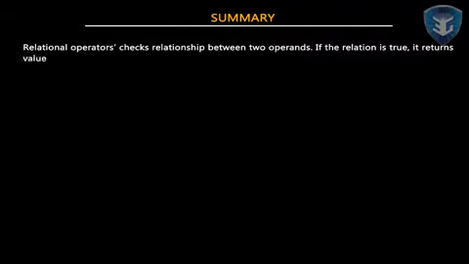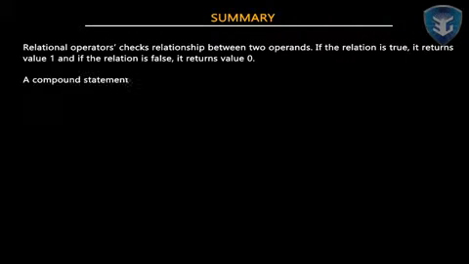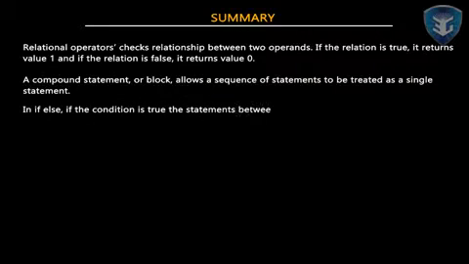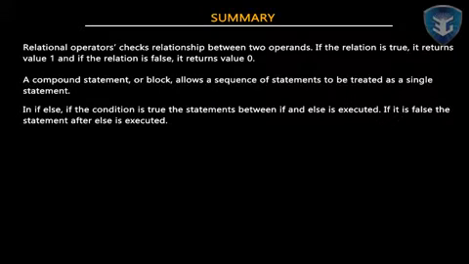Now, in the end, let us summarize what we have learned in this lecture. Relational operators check relationships between two operands. If the relation is true, it returns value 1, and if the relation is false, it returns value 0. A compound statement or block allows a sequence of statements to be treated as a single statement. In if-else, if the condition is true, the statements between if and else are executed. If it's false, the statement after else is executed.